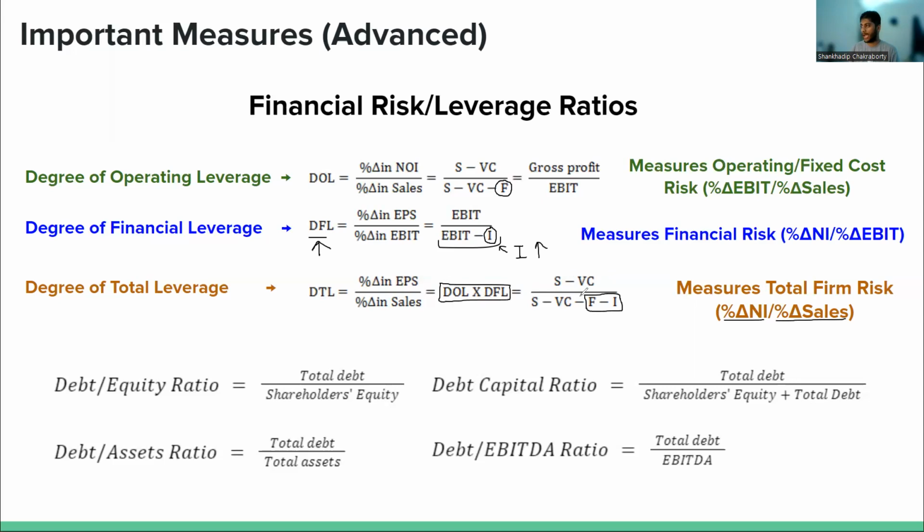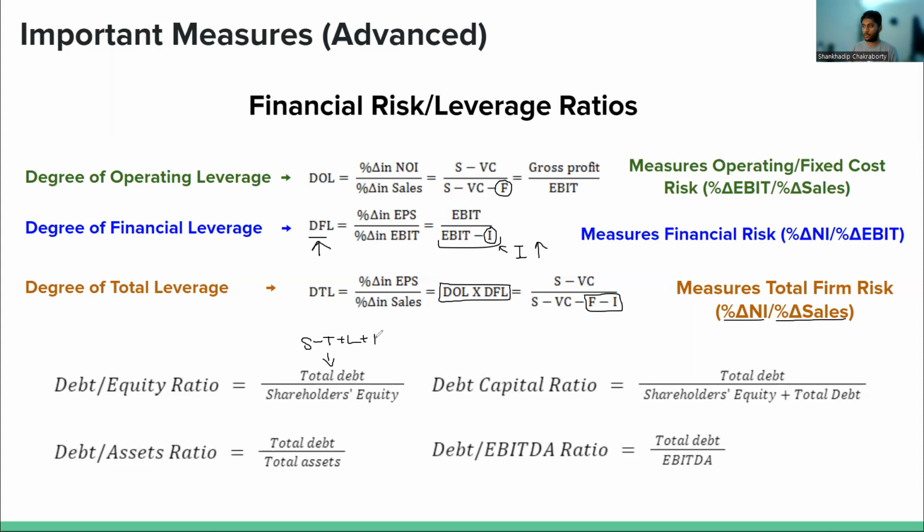Honestly, you don't even have to do any of this stuff, like any of the S minus VC over S minus VC minus F minus I. That's all conceptual. Just multiply your DOL and DFL and you get the total leverage. Fairly self-explanatory there. All right, some of the ratios at the bottom, we have debt equity. That's just total debt to shareholders' equity. And by total debt, we mean short-term debt as well as long-term debt.